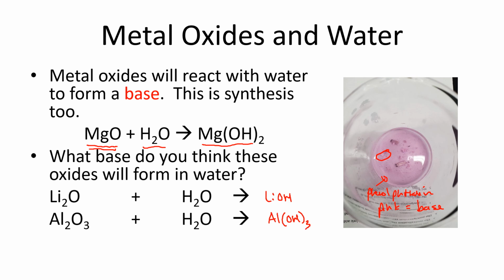We can balance these together if you want to here. We got two lithiums, and let's see here, we got two oxygens, two hydrogens. I think that one's good. Here we got two aluminums, so we're going to need two there. And let's see, we got 3 times 2 is 6 hydrogens, so we're going to need a 3 there, and that takes care of the rest of it. Great. All right, so there you go. Some synthesis reactions that use compounds rather than elements.